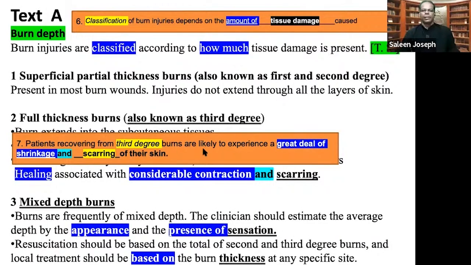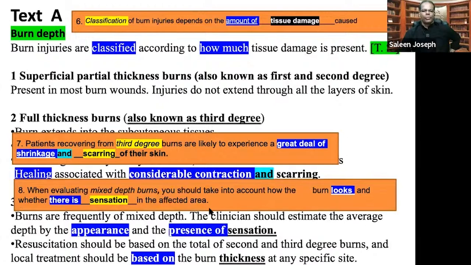Second one. Patients recovering from third degree burns are likely to experience a great deal of shrinkage and scarring of their skin. Third degree, where is third degree? Immediately, as you see third degree, you just come here. Number 2, this one. So immediately you come here to find the answer. Patients recovering, healing. The synonym used is recovering. From third degree burns are likely to experience a great deal of shrinkage, considerable contraction, and scarring of their skin. Usually, and or conjunctions, they test you.